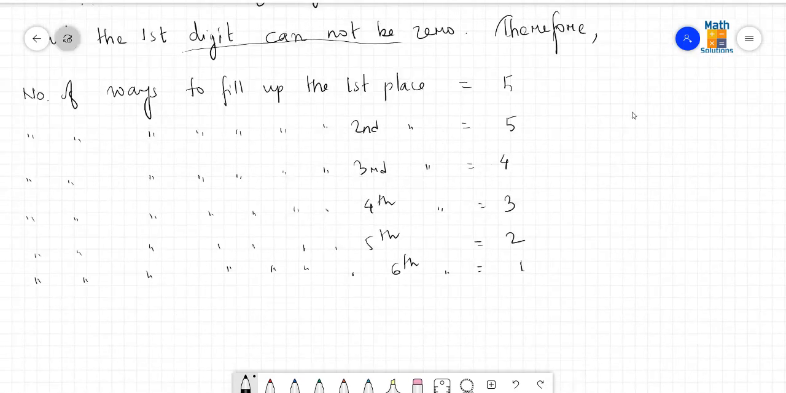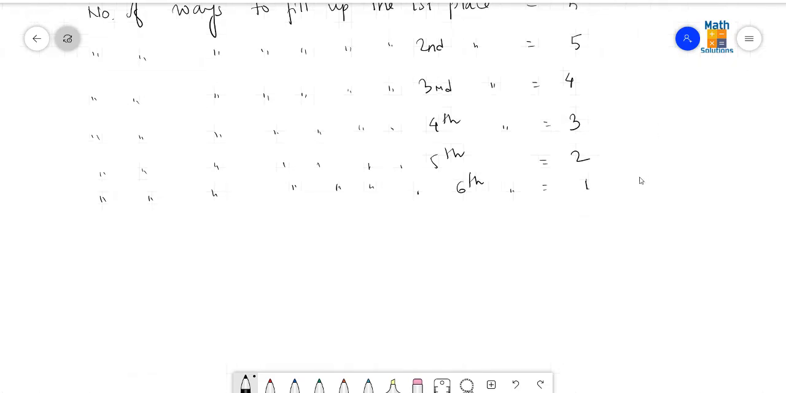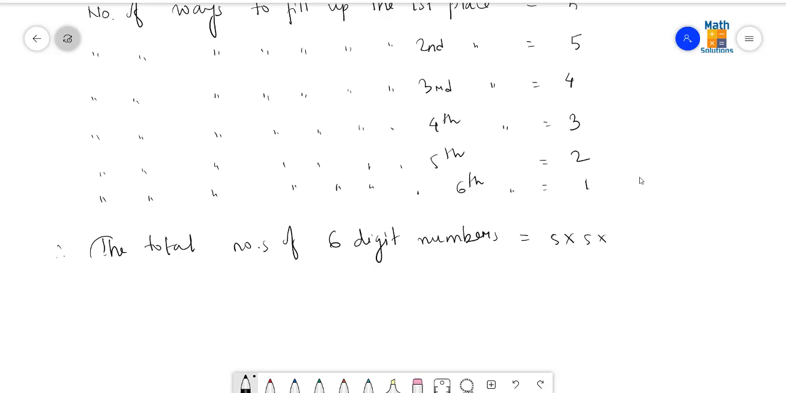Fundamental principle of multiplication. So by the fundamental principle of multiplication, we get what? Therefore, the total number of 6-digit numbers is equal to, I'm going to write 5 into 5 into 4 into 3 into 2 into 1.